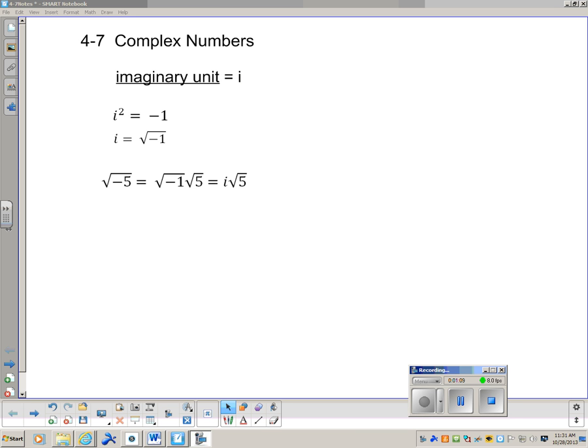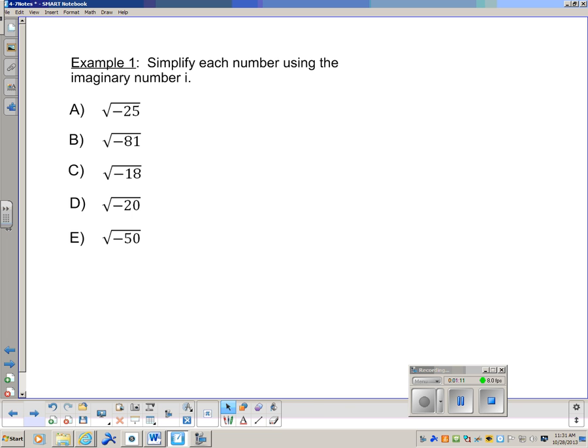So let's actually do some examples of those. We're going to simplify each number using the imaginary number i. So i is equal to the square root of -1. So whenever we get a square root of a negative number, we can replace the negative portion with i. So if I were to break down the square root of -25, I'm going to say that's the square root of -1 times the square root of 25. Well, the square root of -1 has a value of i, and the square root of 25 has a value of 5. So I just write my number first. I'm going to write that as 5i.